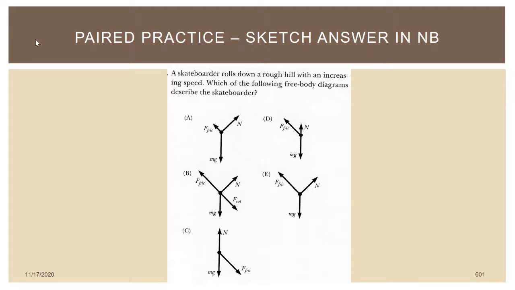It says a skateboarder rolls down a rough hill with an increasing speed. Which of the following free body diagrams describes the skateboarder? I'd like you to take a minute to pause this video here and think about two things. First, I'd like you to think about what the right answer is, and then I'd like you to think about why the right answer is what it is. So I'd like you to take, let's say, 2 minutes to pause this video here, think about what the answer and an explanation would be, and when you hit play, we'll go over it.